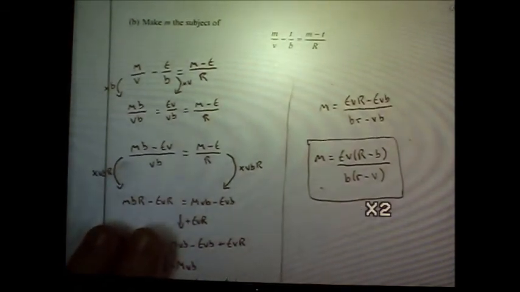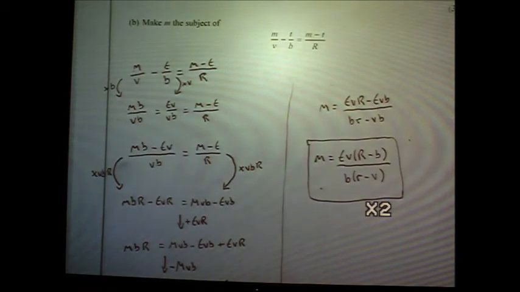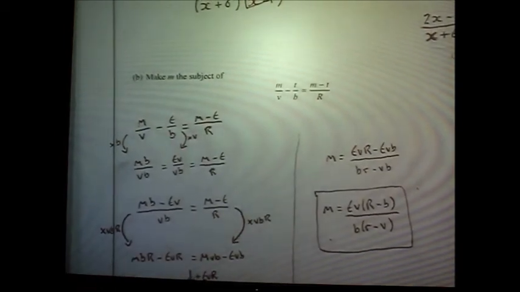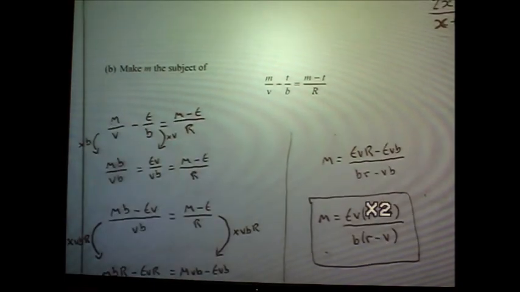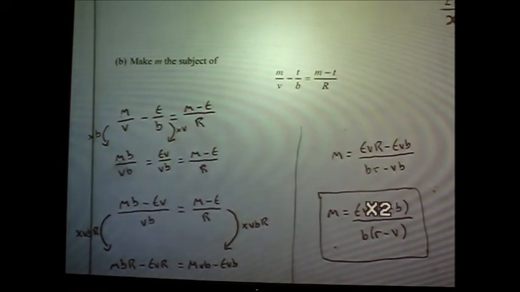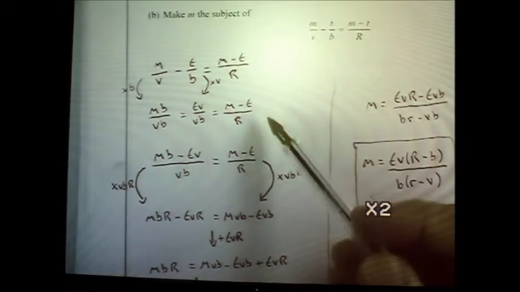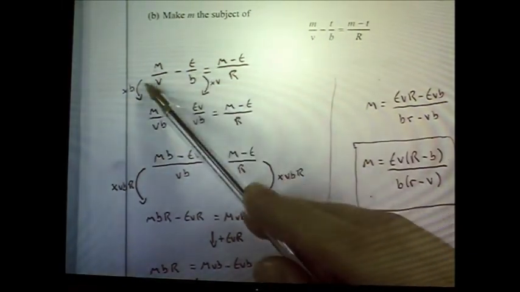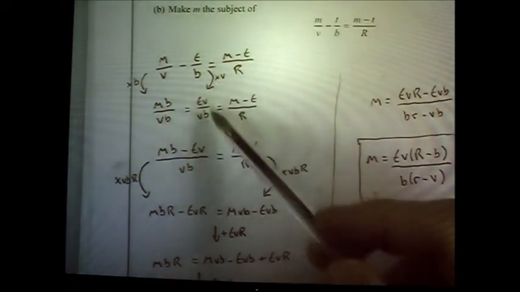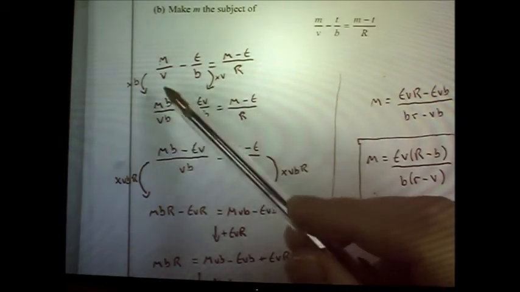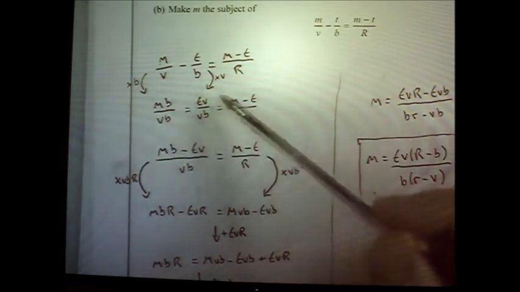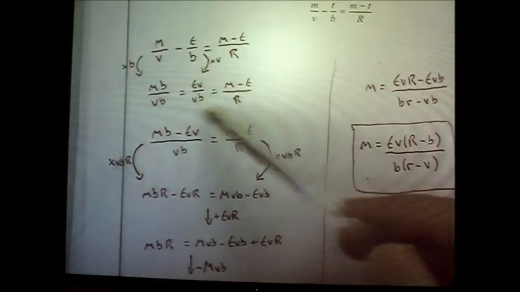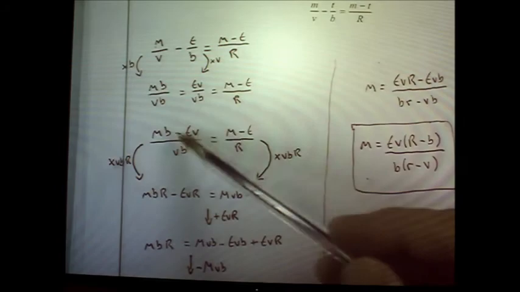Next one. Make m the subject of the formula. So you've got m over v, take away t over b, equals m take t over r. Right, a lot of work this one, but let's work our way through it. I want to do this calculation, m over v take t over b, so I'm going to get the bottom numbers the same. So what does v and b both go into? They both go into vb, so multiply this side by b, that side by v. So that's how I've got to this stage here. I hope that makes sense.